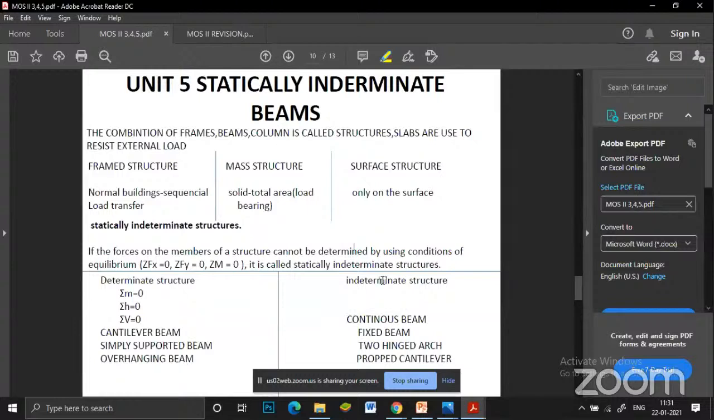The next thing is unit 5, statically indeterminate beams. First, we have to have a clear vision about what is frame structure, mass structure, surface structures. And I have already told you, you should know the difference between indeterminate structures and determinate structures. Indeterminate structures do not solve the equilibrium equations. Determinate structures solve the equilibrium equations. So you have to keep examples in mind: cantilever, simple, overhanging, continuous, fixed, two hinge, and propped cantilever.